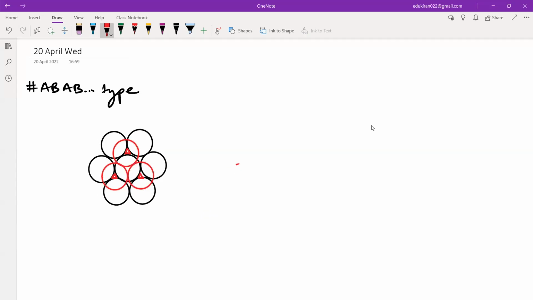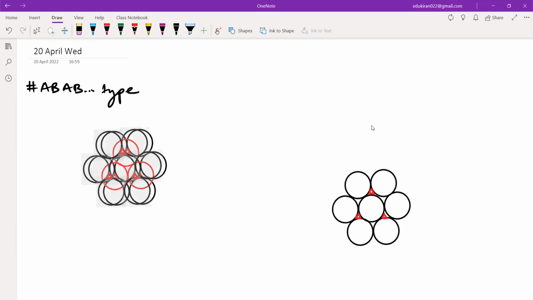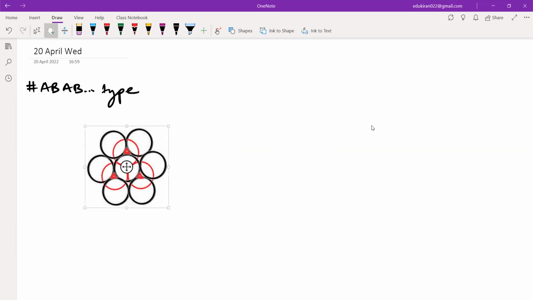And just on top of it, I will add the 6 black atoms again. So this is the A layer. This is my B layer. And on top of it, I'm adding again the A layer. All of you got this? Yes or no? Please tell me. These are the atoms that I'm taking for making the unit cell. Got this? Yes or no?